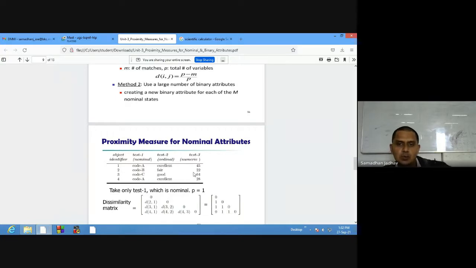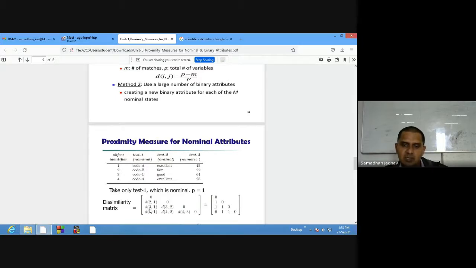Here, let us find the dissimilarity of 2 with 1. So 2 is Code B, and 1 is Code A. P is 1 because the number of attributes is 1. So 1 minus match. The match is 0, because Code A and Code B are not matching. So 1 minus 0 divided by 1, that is P. So it is 1. You can see here, it is 1.